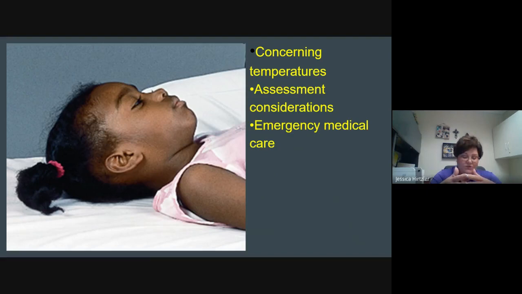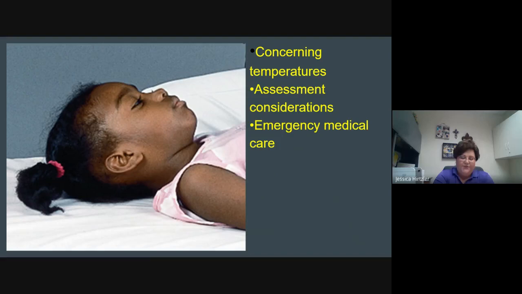Okay. In an emergency situation like this, we need to lower their body temperature. How do we do that? Get all their clothes off of them down to their diaper or their underpants. Okay. We're not going to douse them in cold water or use alcohol, but we need to get them cooled off. You can put them on oxygen.